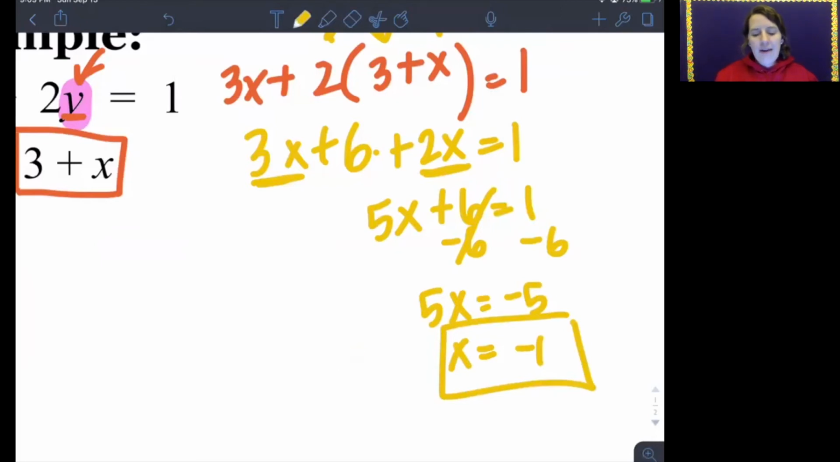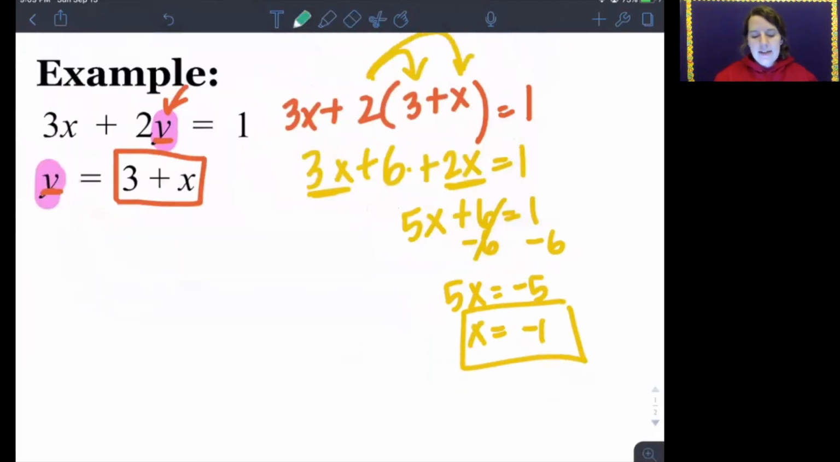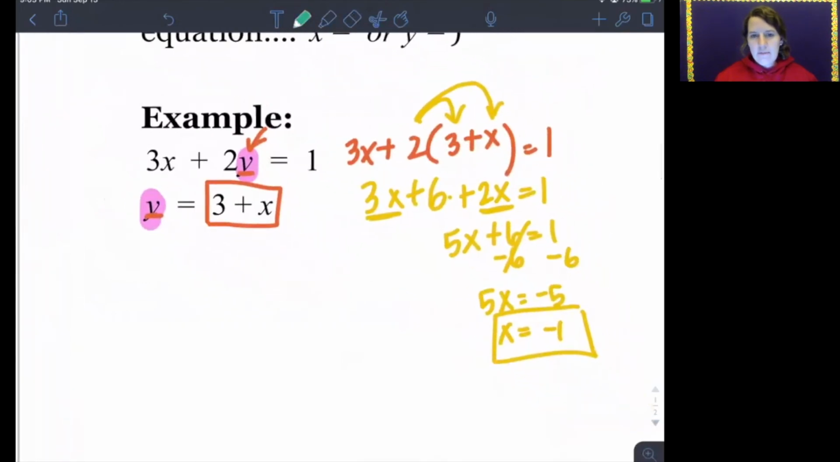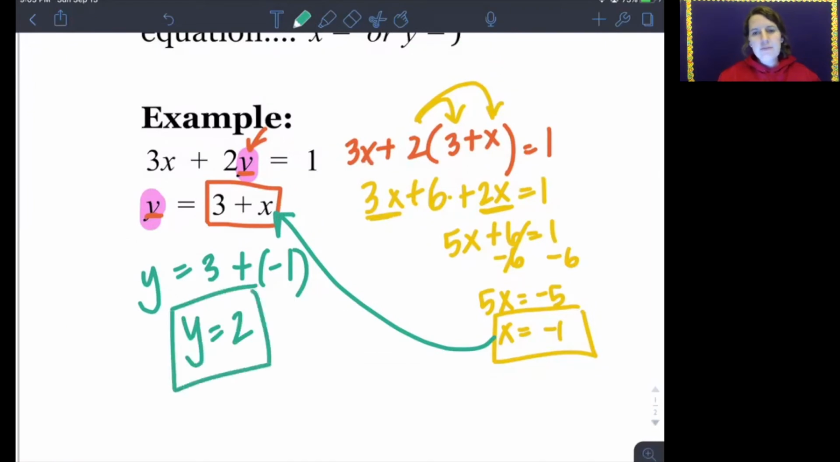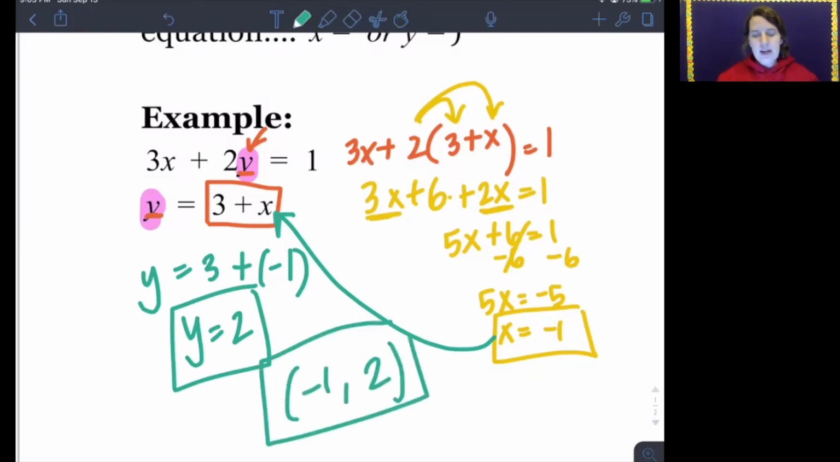Okay, once we have that value, I can take that value and replace x because x is negative 1. So now we have y equals 3 plus negative 1. So 3 plus negative 1 is 2. So for this particular problem, my ordered pair solution would be negative 1 comma 2. And once again, you could take that and plug it in if you wanted to.